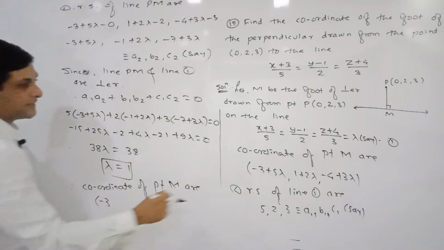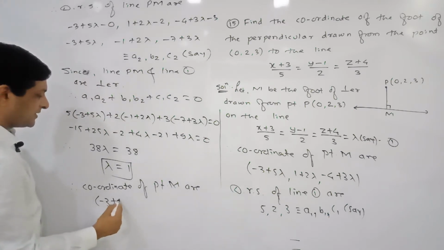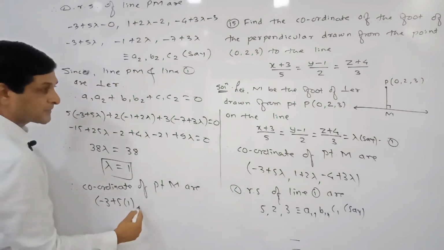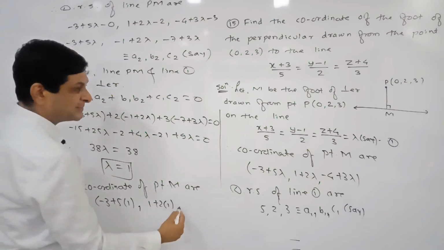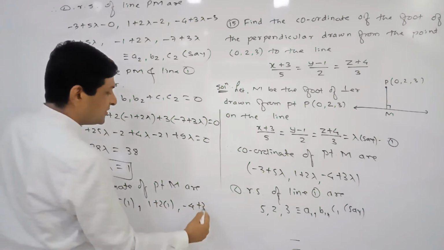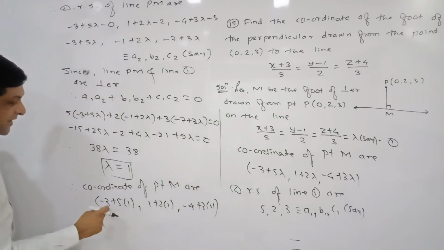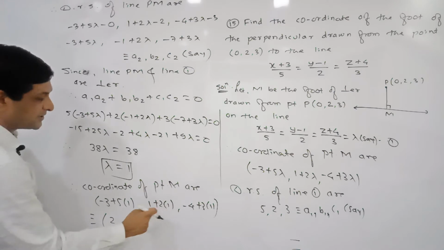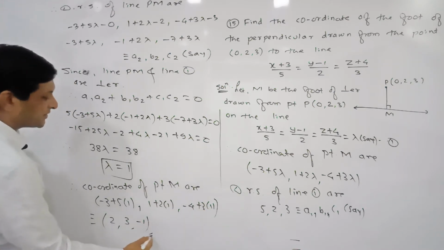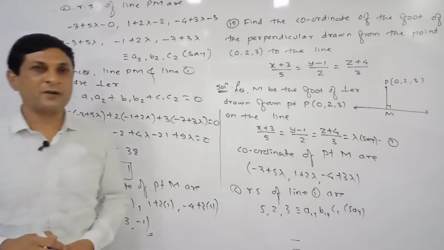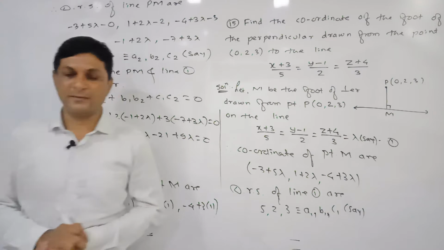To find out the x coordinate, replace this lambda by 1. So 3 plus 5 into 1. Then the y coordinate is 1 plus 2 lambda. Lambda is what? 1. Minus 4 plus 3 into 1. So which is equal to 5 minus 3 is 2. So here we will get 3 and here we will get minus 1. So in this way we have got the coordinates of what? Point M, which means the coordinates of the foot of perpendicular.